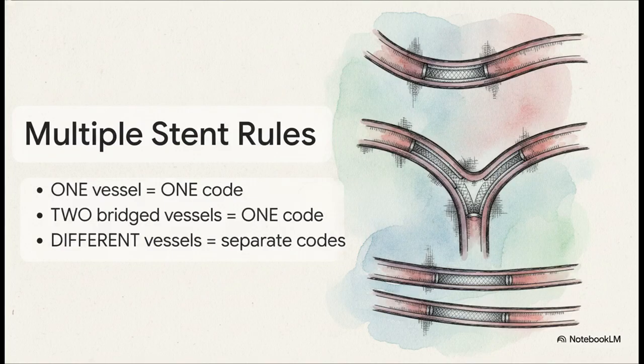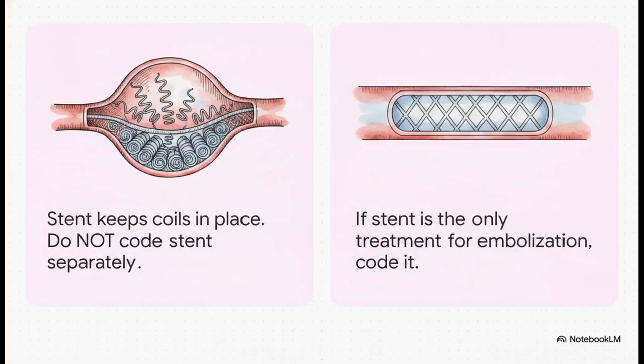Now, what happens when a surgeon places more than one stent? The math here relies entirely on vascular geography. If you have multiple stents placed within one single artery or vein, that equals one code. What if you have a single long stent bridging across two vessels to treat a lesion? Still just one code. But if you place separate stents in completely different arteries or veins, you code each one separately. So the coding scaffolding depends heavily on the specific geography of the blood vessels. Let's clarify a highly specific rule regarding aneurysms.